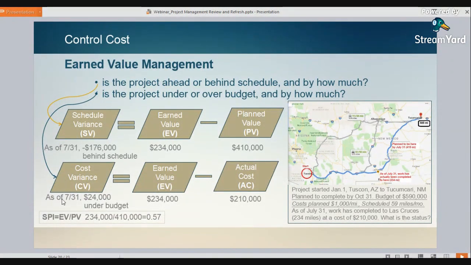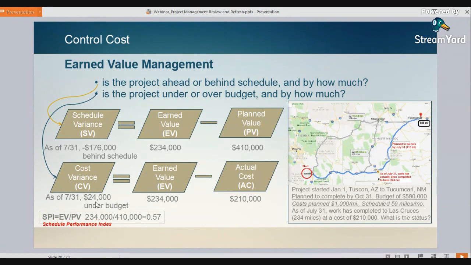Another way of looking at it is through something called a schedule performance index. Instead of subtracting the earned value minus the planned value, we could divide it. Take our earned value divided by our planned value, and you get a percentage. You get 0.57. This tells us that we've completed 57% of the work that was planned to be completed. That might be easier communicated, right?